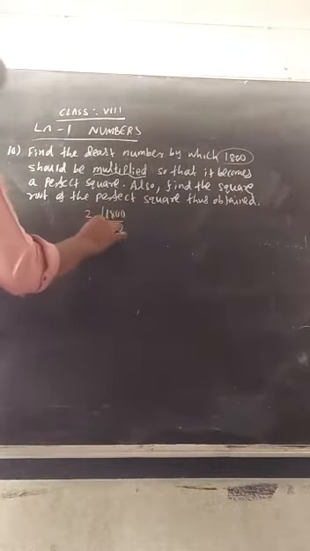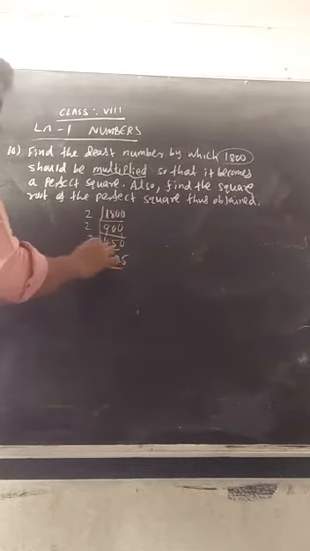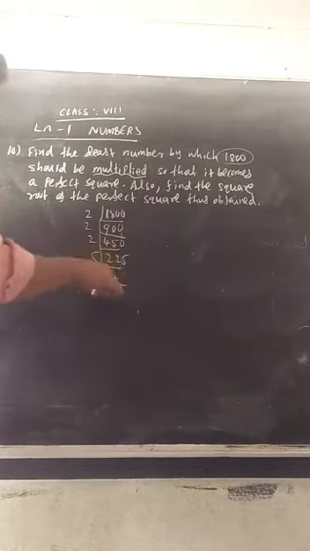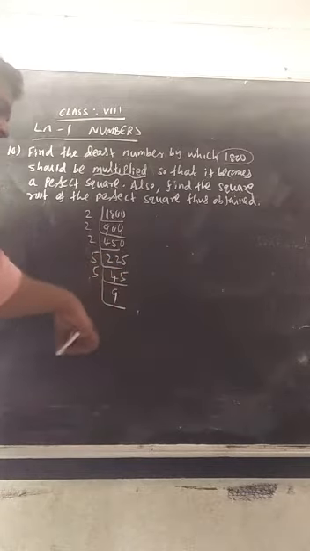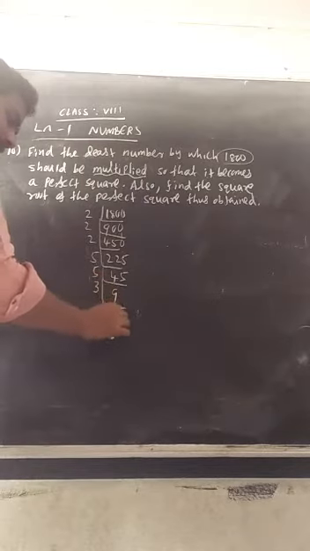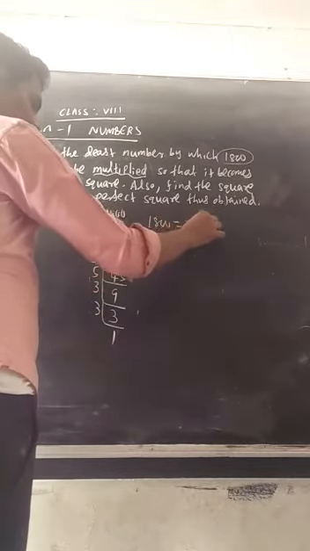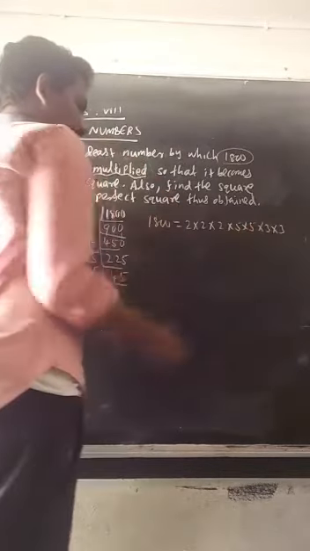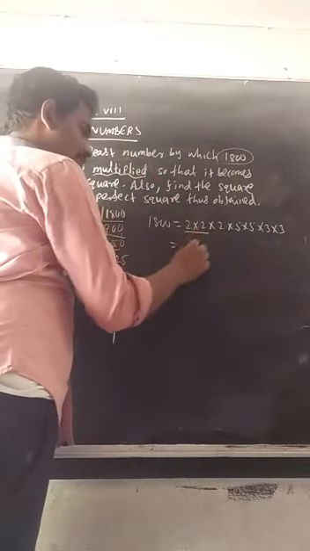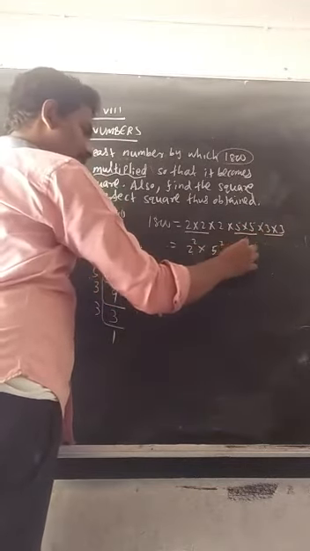So 1800, 2 table, 900 times. Again 2 table, 450 times. Again 2 table, 225 times. 5 table, 5 fives are 25, remaining 45 times. Again 5 table, 9 times. Again 3 table, 3 times. 3 table, 1 time. So 1800 equals 2 into 2 into 2 into 5 into 5 into 3 into 3. So first we can write 2 into 2, 2 square; 5 into 5, 5 square; 3 into 3, 3 square.